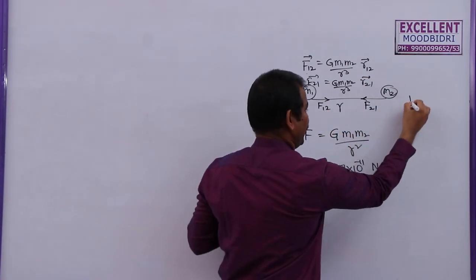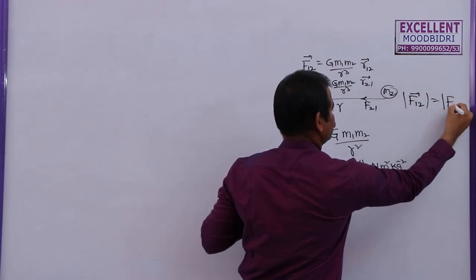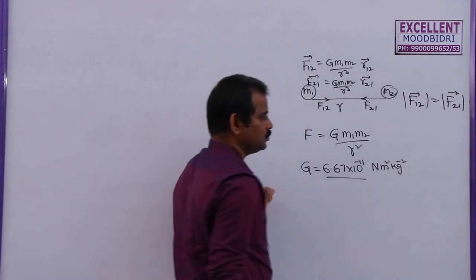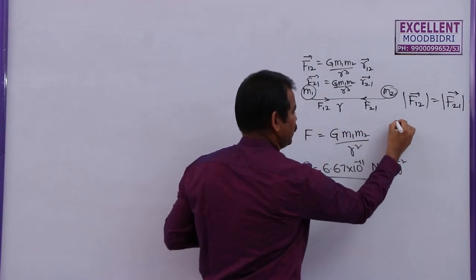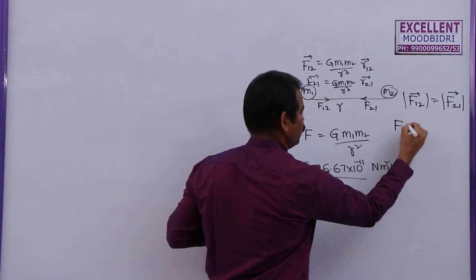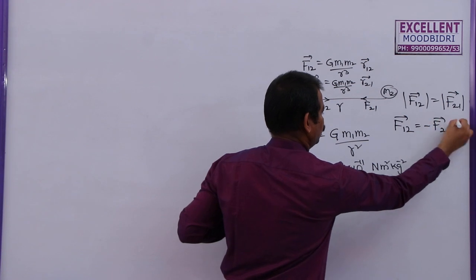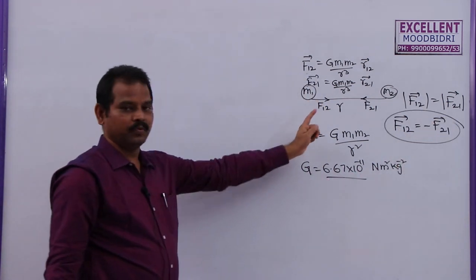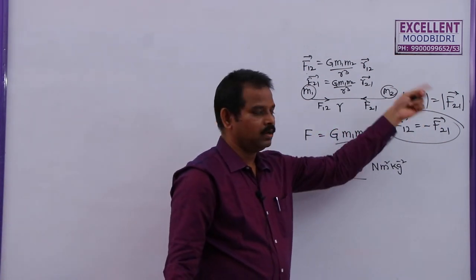You can see these two are acting in the opposite direction. That means the magnitude of F12 bar is equal to the magnitude of F21 bar. So their magnitudes are equal. But what about the direction? They are equal and opposite. So what can we write? F12 bar is equal to minus F21 bar. These two forces are equal in magnitude but opposite in direction.